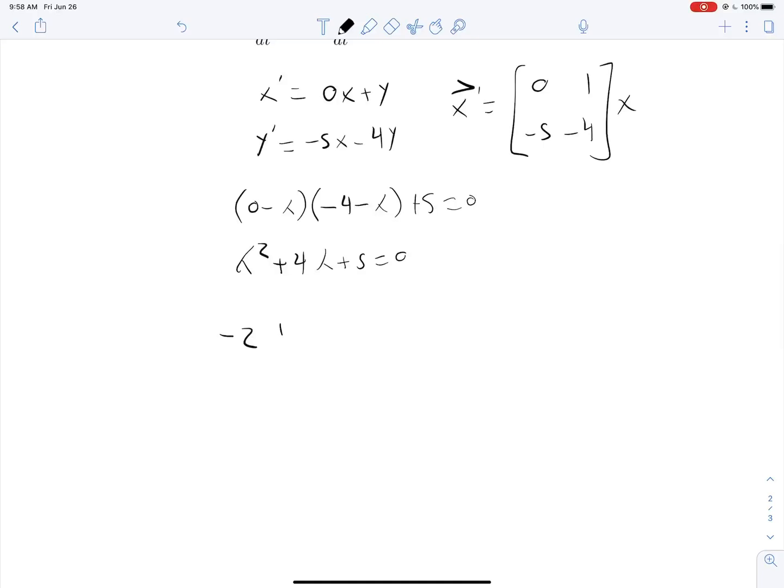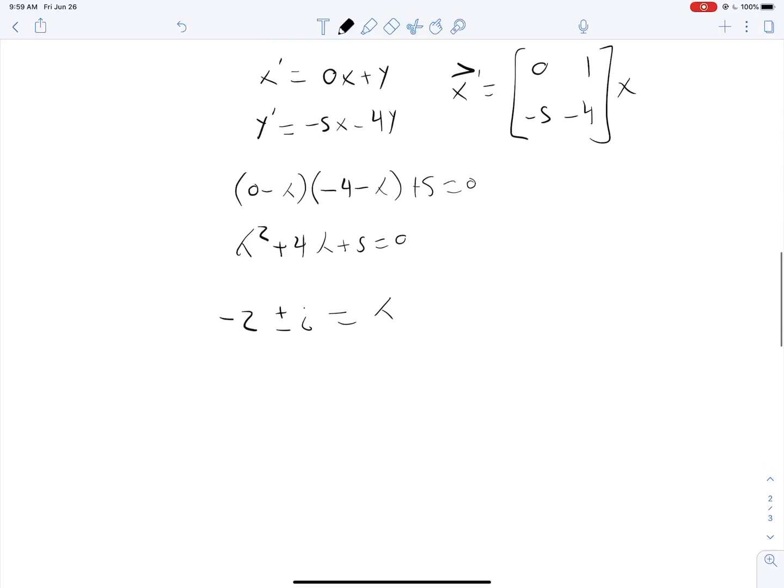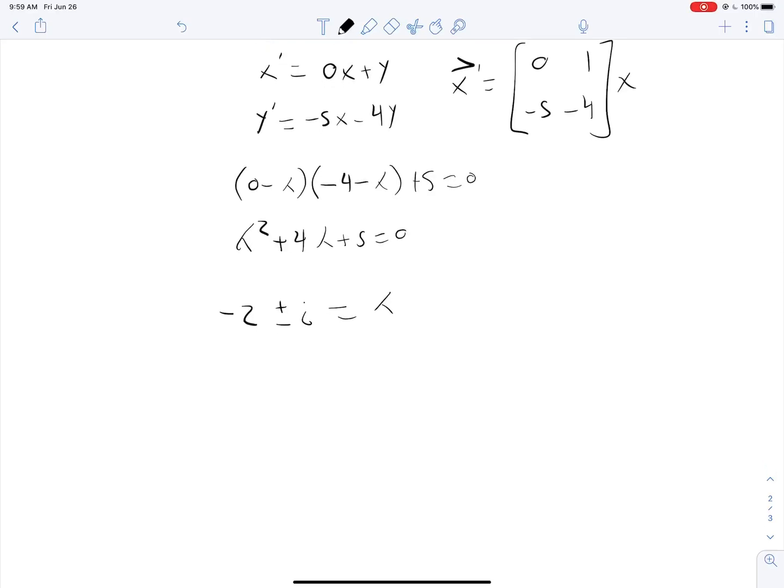We'll get negative 2 plus or minus the square root of 16 minus 4 times 5, over 2. This gives us negative 4 in here, which becomes 2i. Dividing by 2, we get our eigenvalues, which are negative 2 plus or minus i. So when we're solving things with complex eigenvalues, all we need is one eigenvalue and one eigenvector. So let's just use lambda 1 is equal to negative 2 plus i.